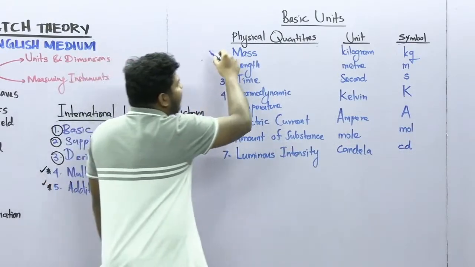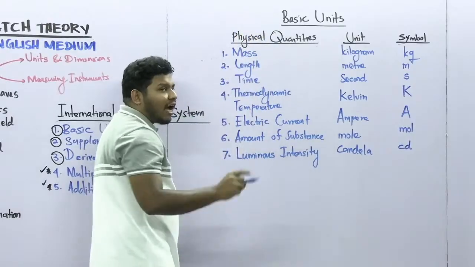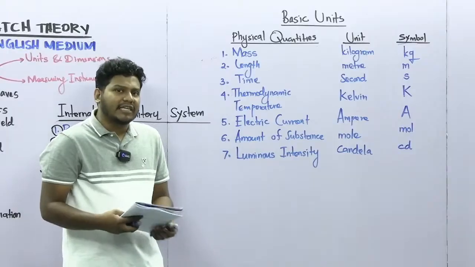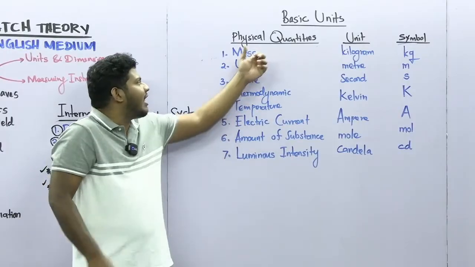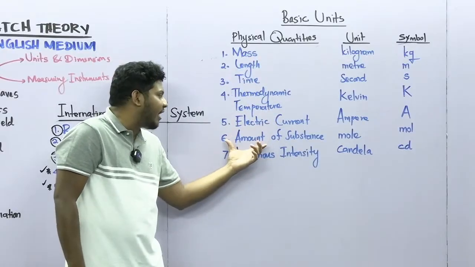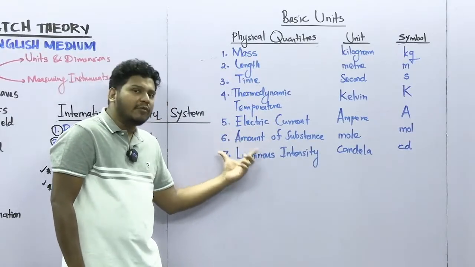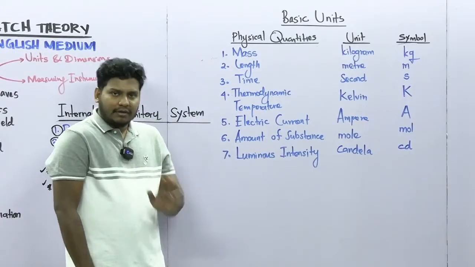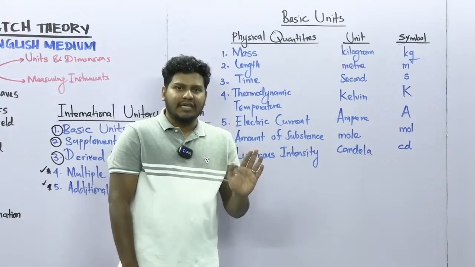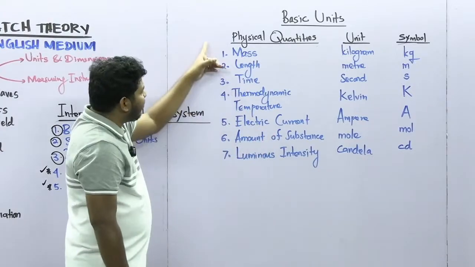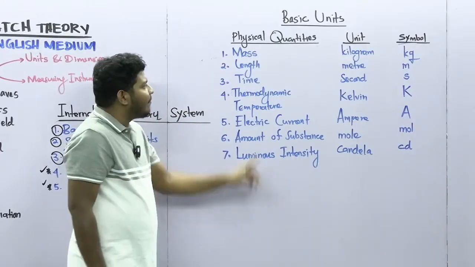So these are the basic physical quantities. How many basic physical quantities are there? There are 7 basic physical quantities, guys. Those are mass, length, time, thermodynamic temperature, electric current, amount of substance, luminous intensity. Definitely, you should remember these.